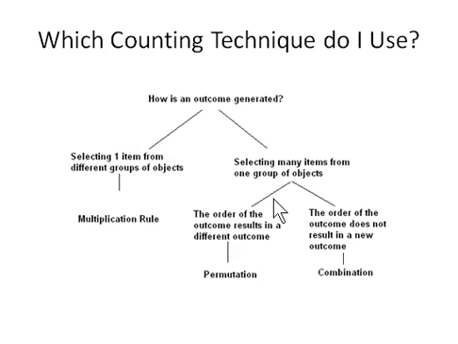Are you selecting many items from one group of objects? Then you're talking about either a permutation or a combination. If the order of the outcome results in a different outcome, it would be considered a permutation. If the order of the outcome does not result in a new outcome, it would be considered a combination. But you have to start out here.